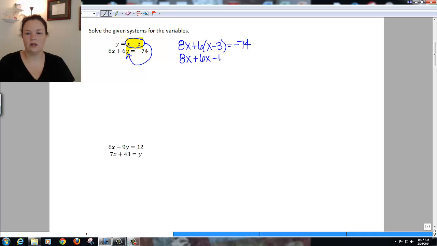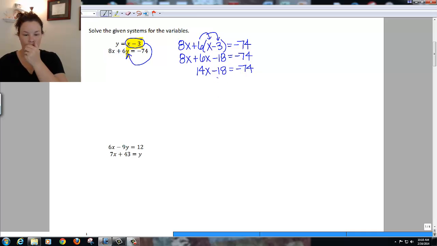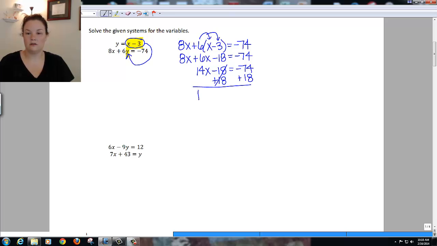Then I just solve. So I have 8x plus 6x minus 18, don't forget to distribute that 6 to both terms, equals negative 74. Then I combine my like terms, which gives me 14x minus 18 is equal to negative 74. And then I add 18 to both sides. So I end up with 14x is equal to negative 56, and then I divide off my 14. So I get negative 4. That's my answer for x.